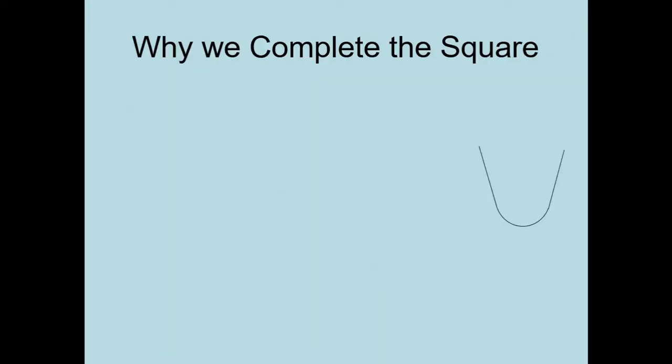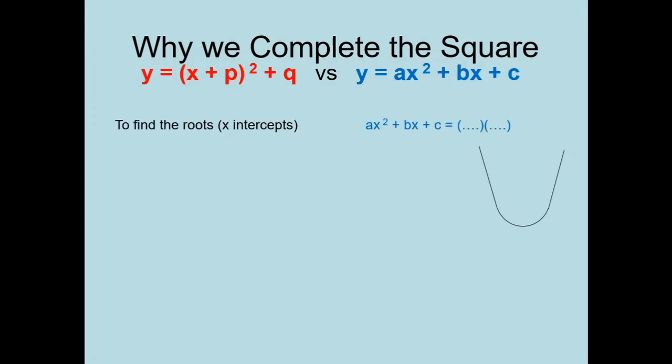Okay, so why do we complete the square? Let's just quickly recap. Completing the square versus y equals ax squared plus bx plus c. Sometimes one is better than the other. To find the roots, for example, we need to factorize or use the formula. So this format's pretty good for that. But completing the square as well, if we've already got this format, we can rearrange and get x on its own.